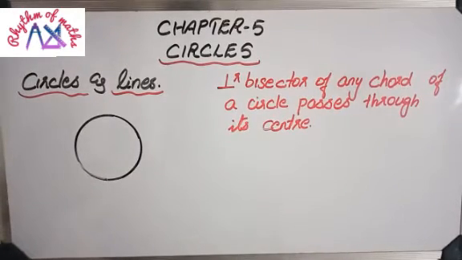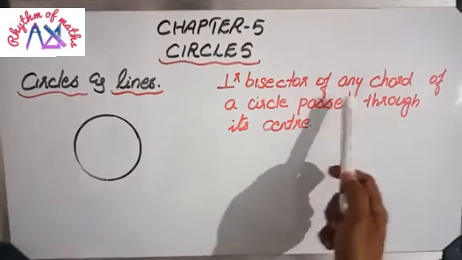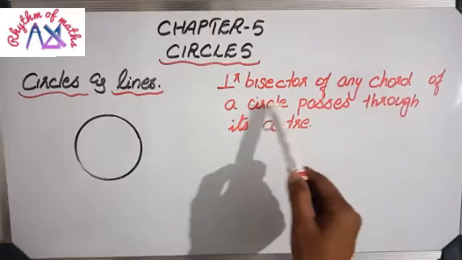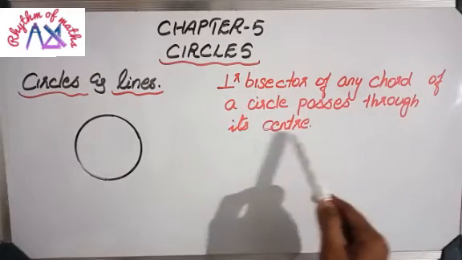Now we have to learn three concepts. In order to solve the problems, we need to learn three concepts. First concept: the perpendicular bisector of any chord of a circle passes through its center.